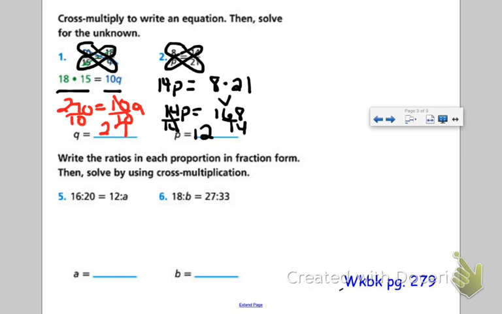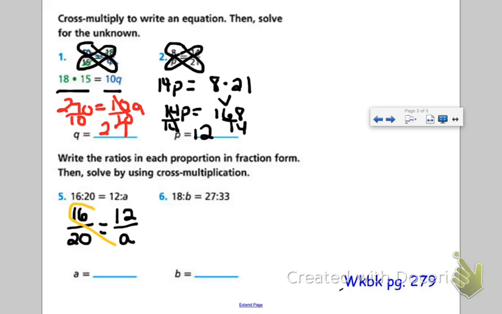For numbers 5 and 6, we're going to first write the ratios in each proportion in fraction form, and then we'll solve it using cross multiplication. So here we have 16 to 20. Here we have 12 to A, and they're equal to each other. Now I'm going to write an equation after I cross multiply.